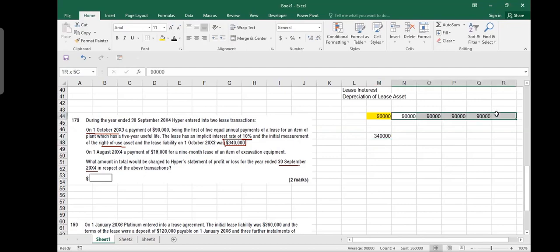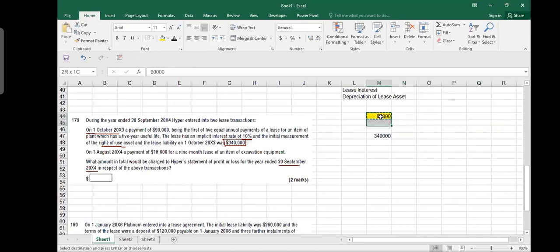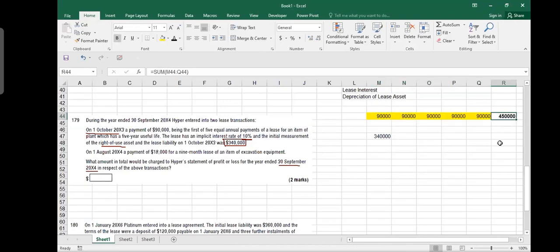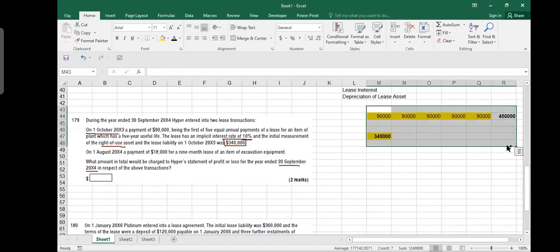It may look more. If you make a total of that, it looks like 360,000. But they calculated the present value of lease liability is 340,000. Like 90, 90, 90, 90 in 5 years, it makes you a total of 450,000. But you said that the present value of that is only 340,000 because you did discounting. So this is the present value. So now we understand.